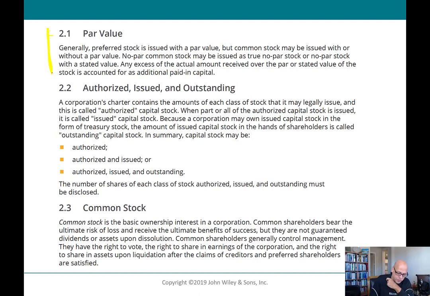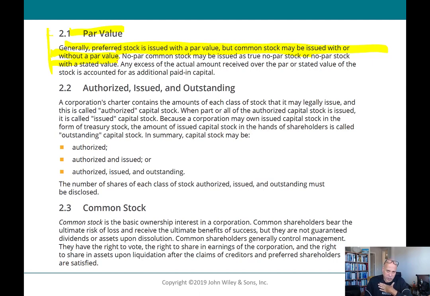Okay, so we've got stock. Generally, stock has a par value, but there could be something called no par stock. It could be true no par stock, or it could have a stated value. So even though the stock is no par, to limit certain potential liabilities to the stockholders or the state, again, a lot of how we have to structure these stock issuances has to deal with state law.